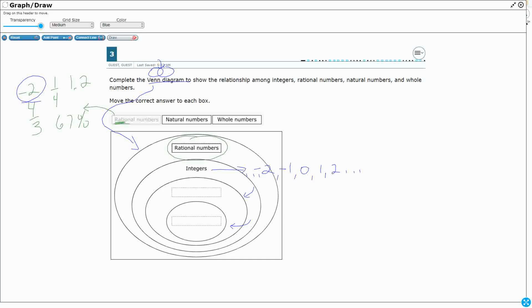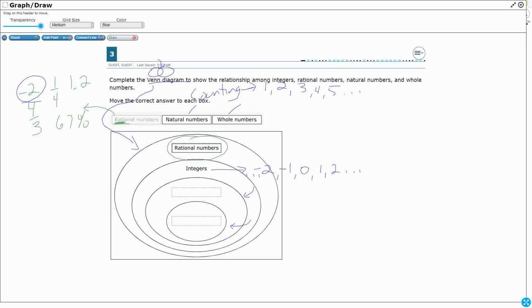Now, there are even smaller sets than integers. Let's take a look at that. We've got 2 left. Natural numbers and whole numbers. Okay, so let's talk about natural numbers. Natural numbers sometimes are also called counting numbers. When you teach a child to count, we start with 1, 2, 3, 4, 5, so on, so on, so on. Those are counting numbers or natural numbers.